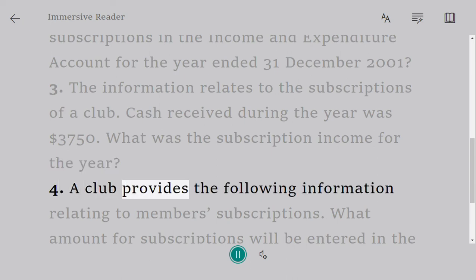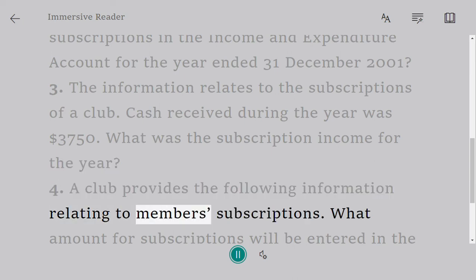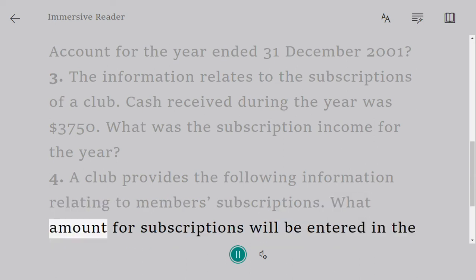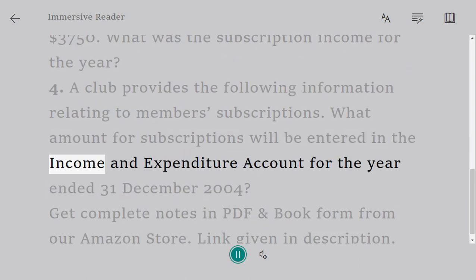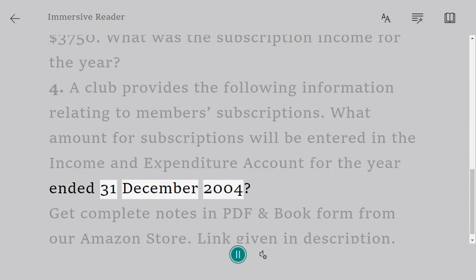4. A club provides the following information relating to members' subscriptions. What amount for subscriptions will be entered in the income and expenditure account for the year ended December 31, 2004?